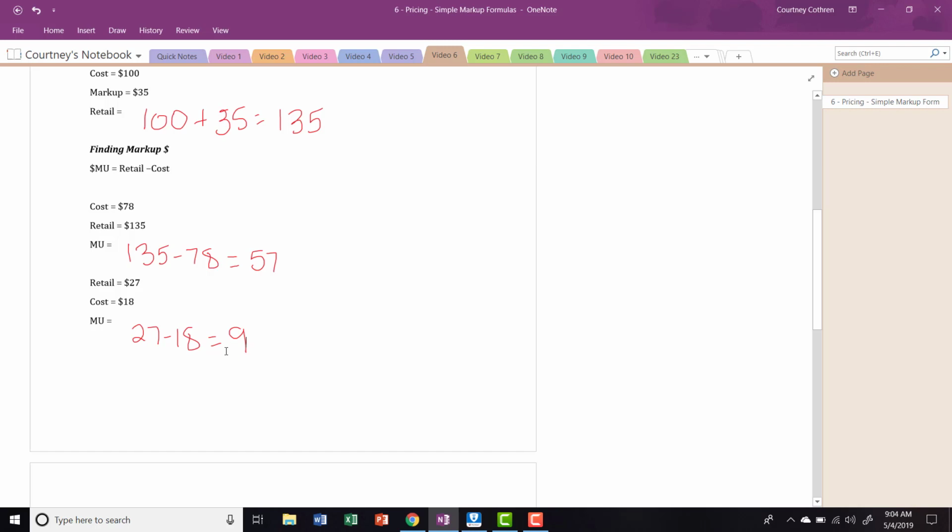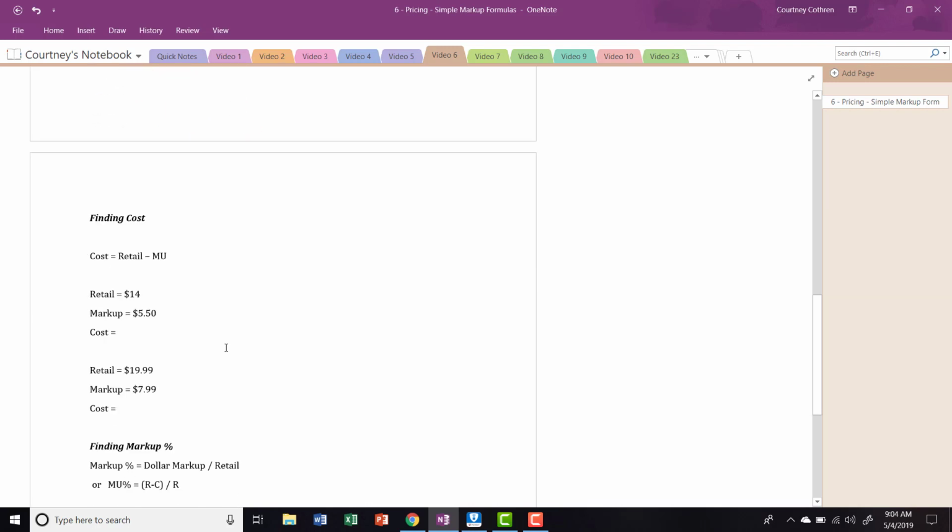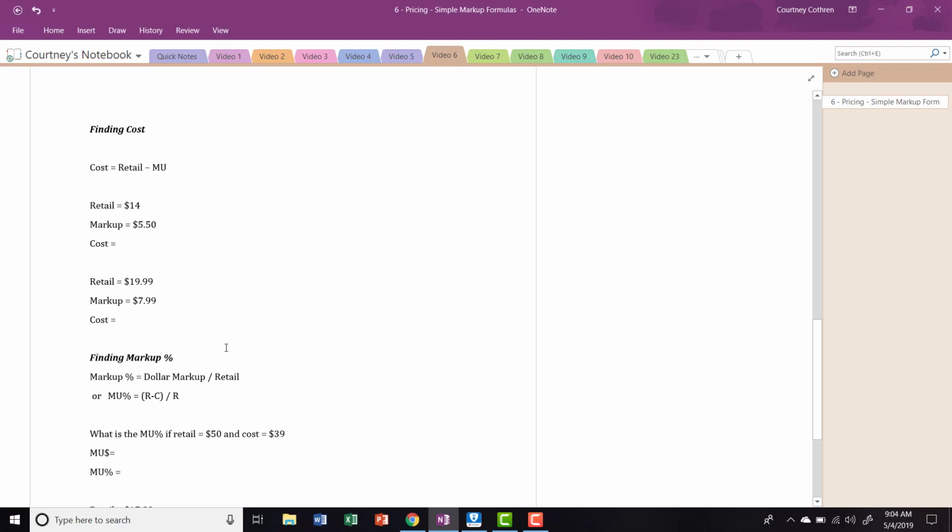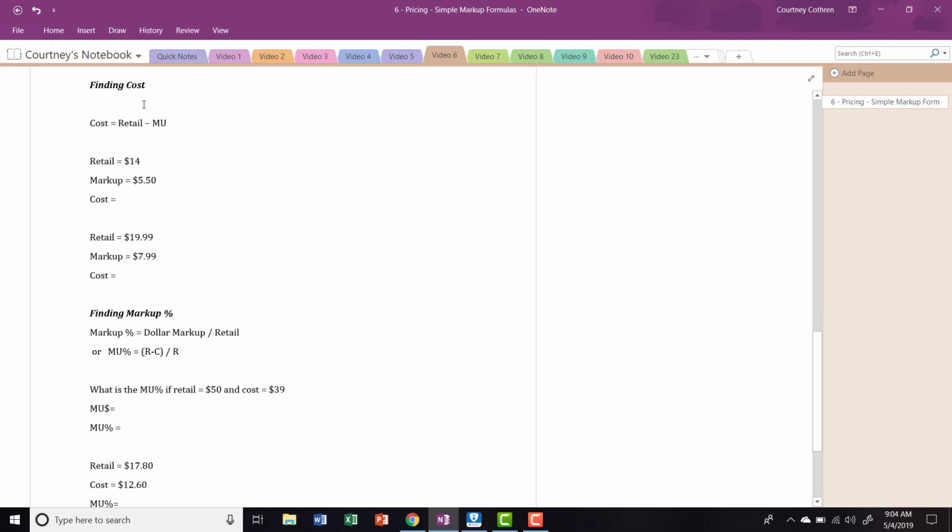Okay, so the next thing we can do is change the formula around again to find the cost. So here, if I want to find the cost, all I need to do is subtract the markup from the retail. If my retail is $14 and my markup is $5.50, then my cost must be $8.50. And on this one, my retail is $19.99 and my markup is $7.99, so my cost is $12.